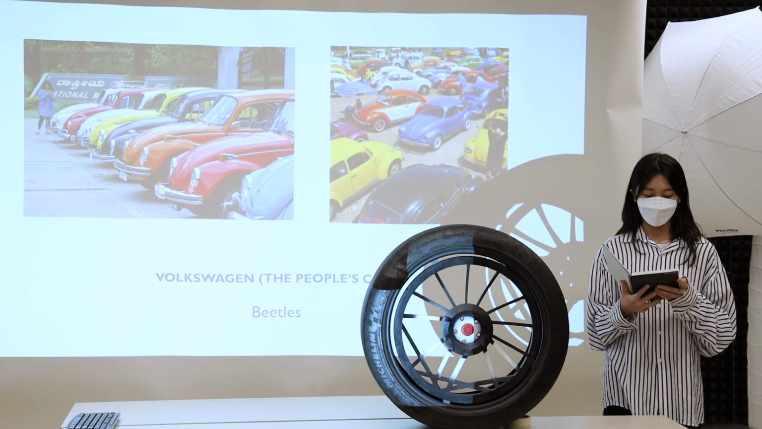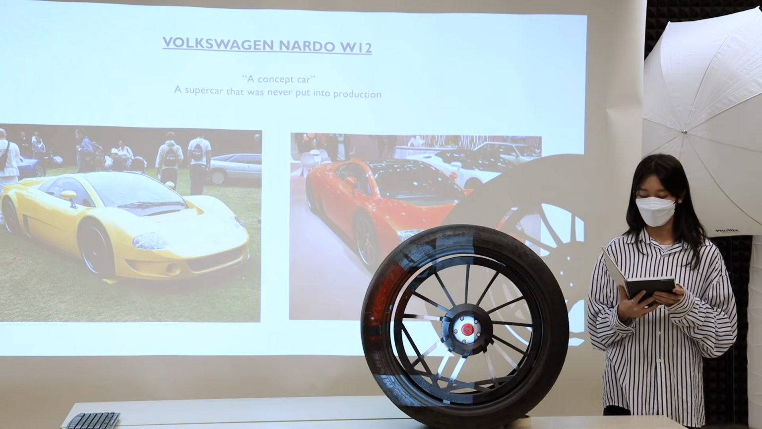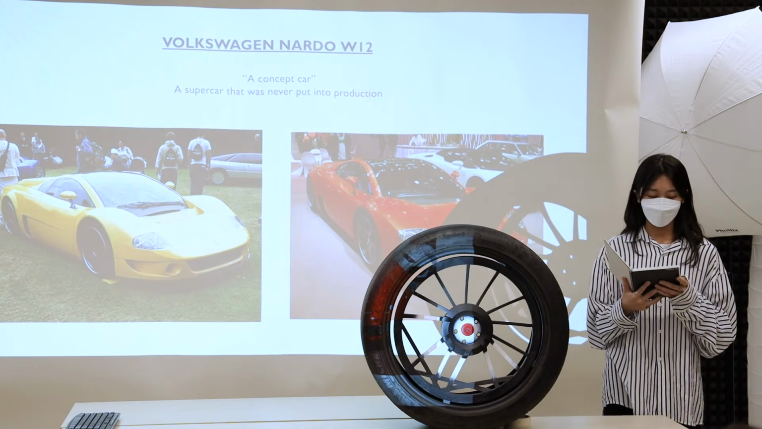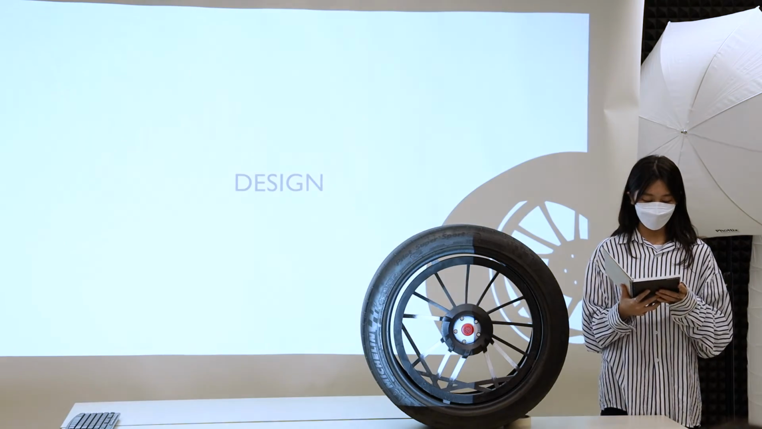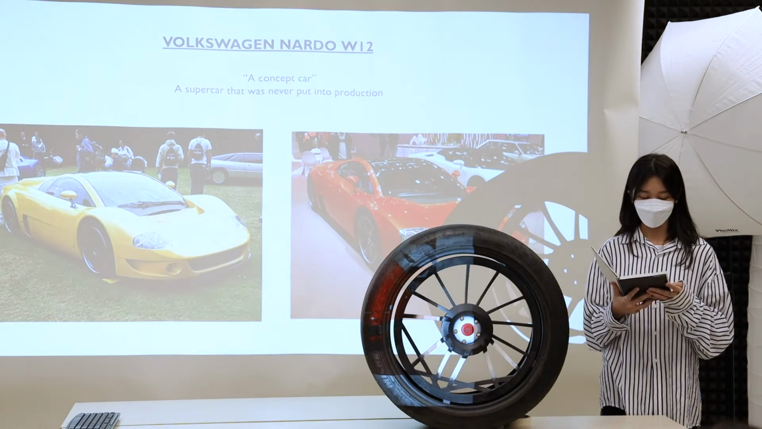It is the Volkswagen W12, a supercar with two color options, yellow and red. I therefore chose to design wheels for this concept car.